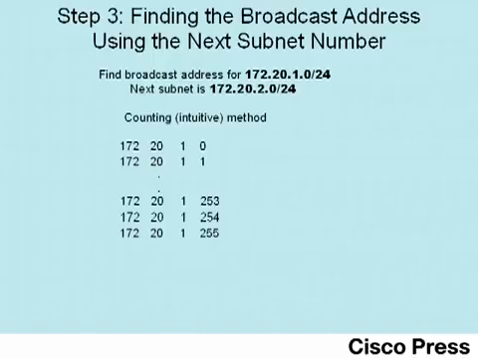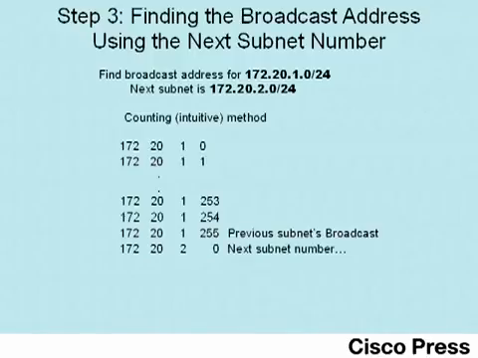And now when you try to add 1 in the 4th octet, you'd get 256. Well, you can't write that down. That's out of range. So you'd write down a 0 in the 4th octet and carry a 1, which gives you 172.20.2.0. Of course, that's the next subnet number. So the number prior to that is 1 less, 172.20.1.255, and that is the previous subnet's broadcast address.